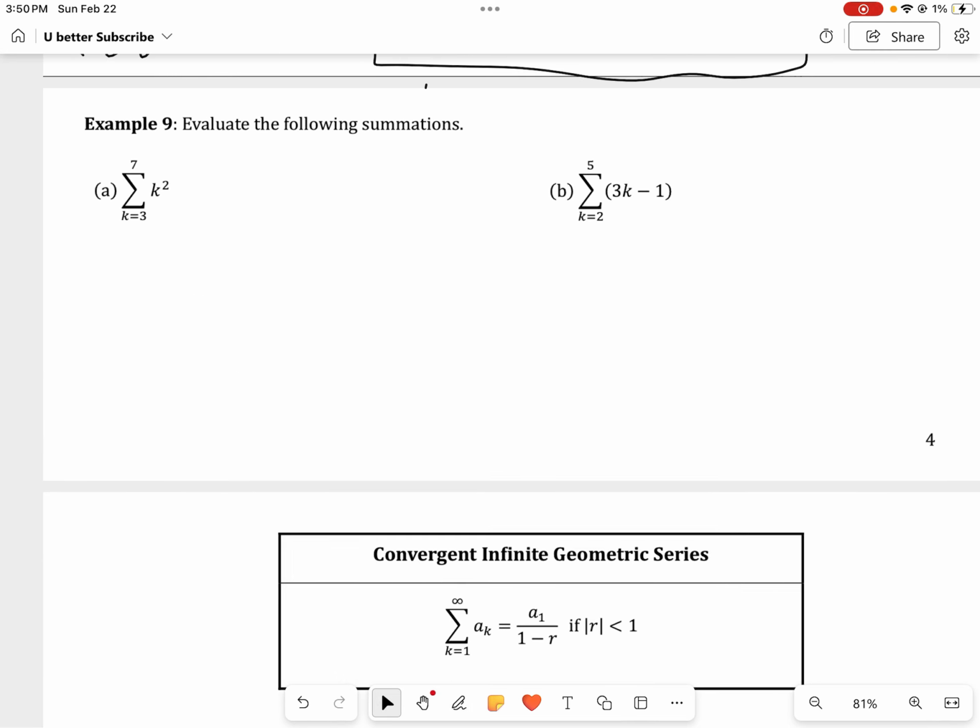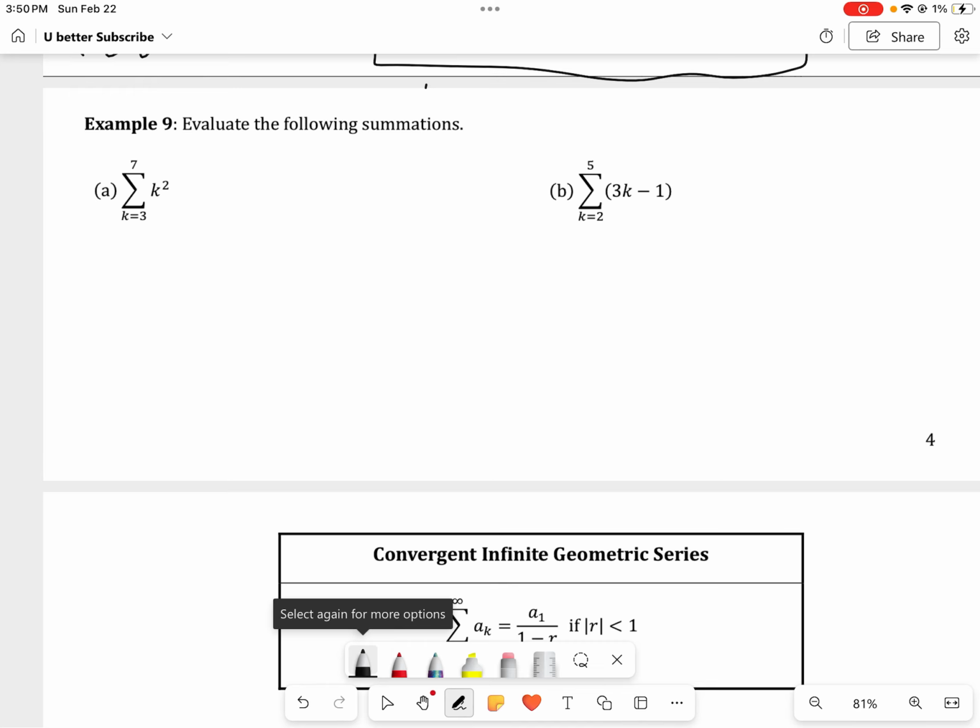Now we're going to go on to summations. In case you haven't noticed, we did arithmetic sequences, we did geometric sequences. Now we're still in 2.1, but these are just going to be summations, which shouldn't be that hard. So this one asks, this is the actual equation, k squared, and we're going to go from k equals 3 all the way to k equals 7, and we're going to add those values.